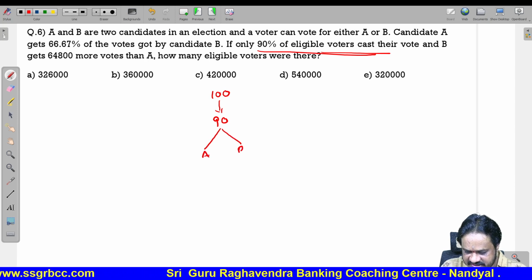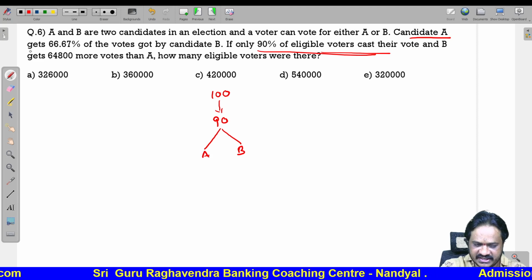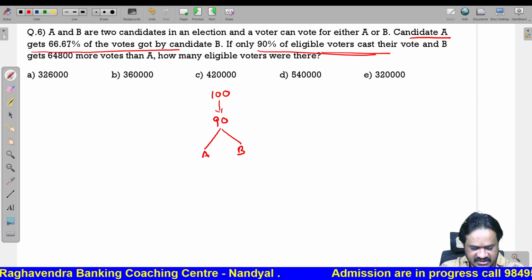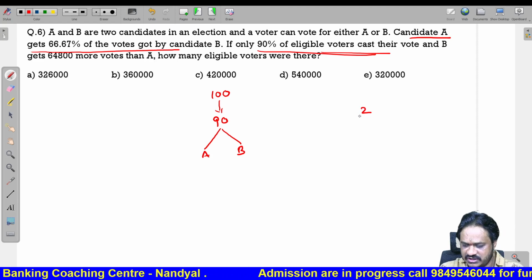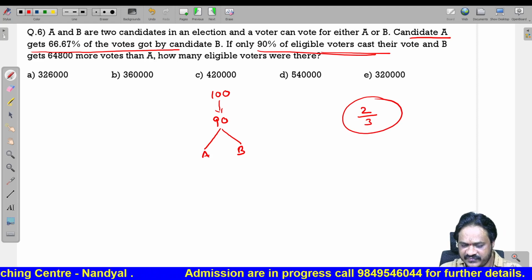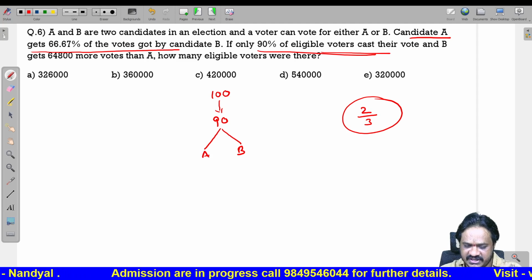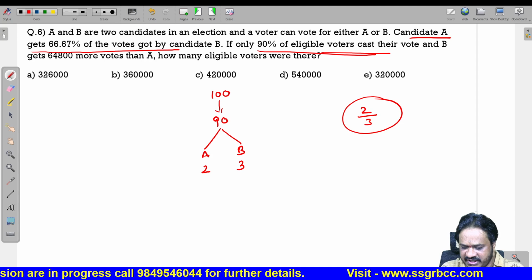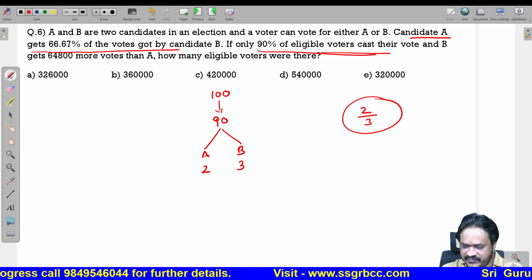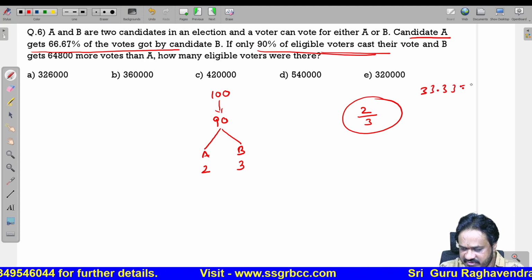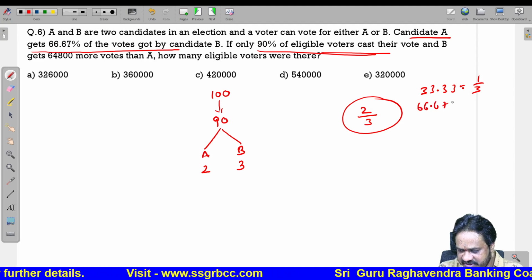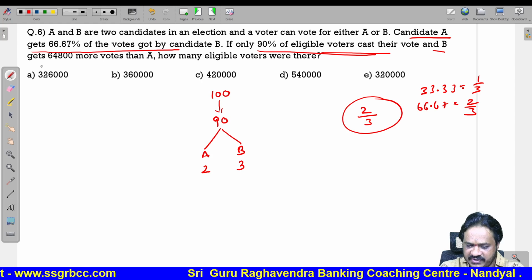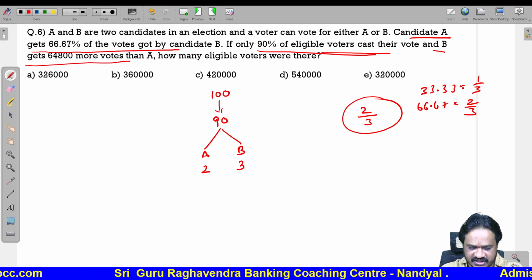In this there will be a winner and a loser. There are two candidates, A and B. A is getting 66.67%, which is nothing but 2 by 3. A is getting 66.67% of the votes got by B. That means A will be getting 2 parts, B will be getting 3 parts. That is the meaning. 33.33 means 1 by 3, 66.67 means 2 by 3. Now, B is getting 64,800 more than A.